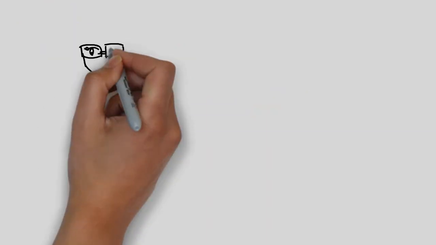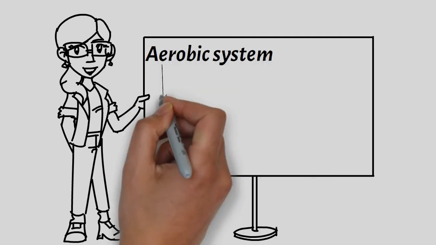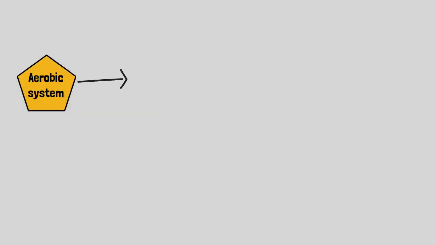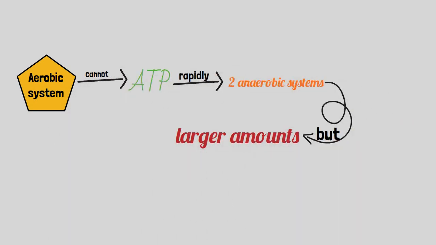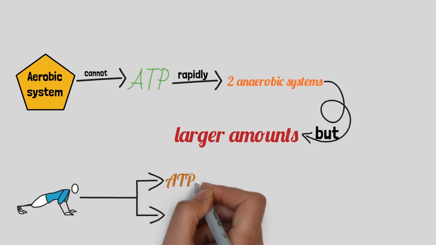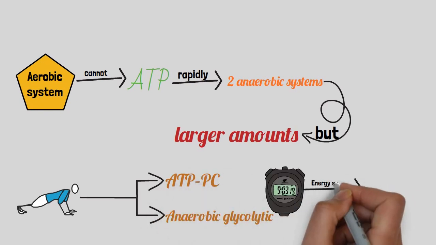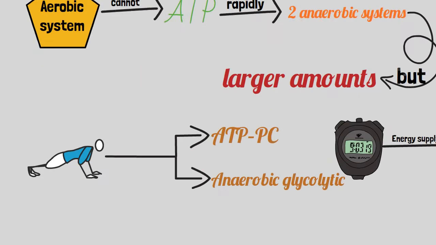So the last system that provides energy when the other two systems run out of energy is the aerobic system. The aerobic system can generate ATP from the breakdown of carbohydrate and fat in the presence of oxygen. Although the aerobic system cannot produce ATP as rapidly as the other two anaerobic systems, it can produce it in larger amounts. When you start to exercise, you initially use the ATP-PC and anaerobic glycolytic systems, but after a few minutes, your energy supply gradually switches to the aerobic system.